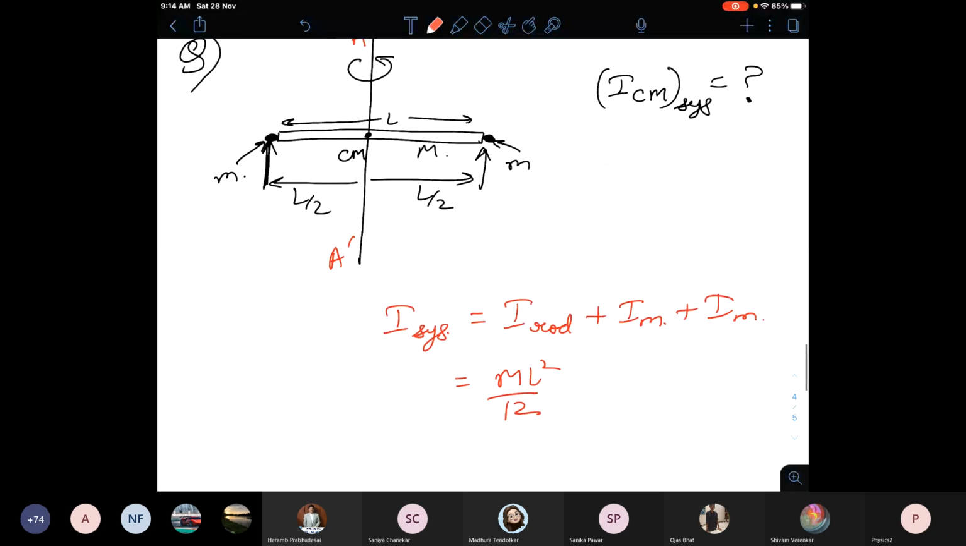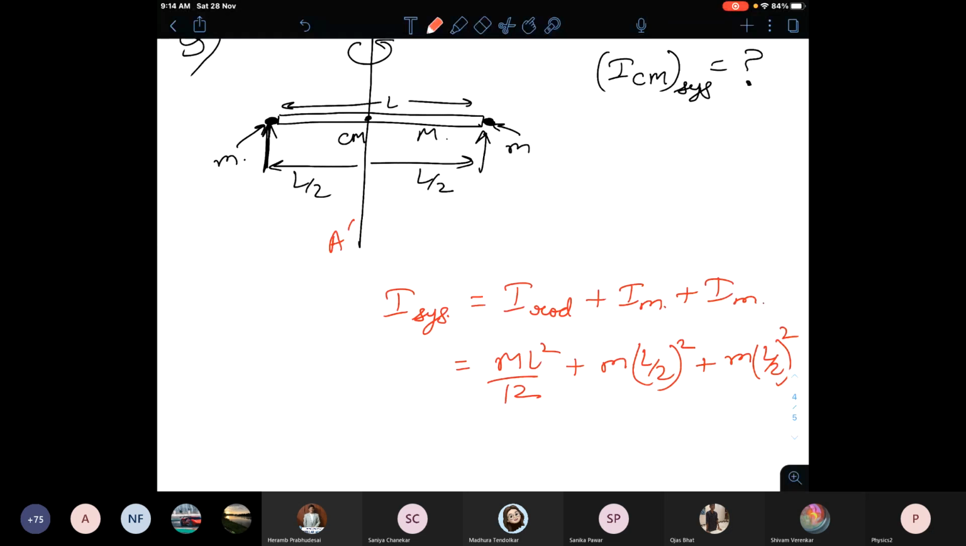What about the moment of inertia of the point masses? The moment of inertia of a point mass is directly written as mr square. The mass is small m, and the distance r is the distance of the point mass from the axis. So in this case, r will be L by 2, whole square. This is for one of the point masses. The other point mass also has the same moment of inertia.